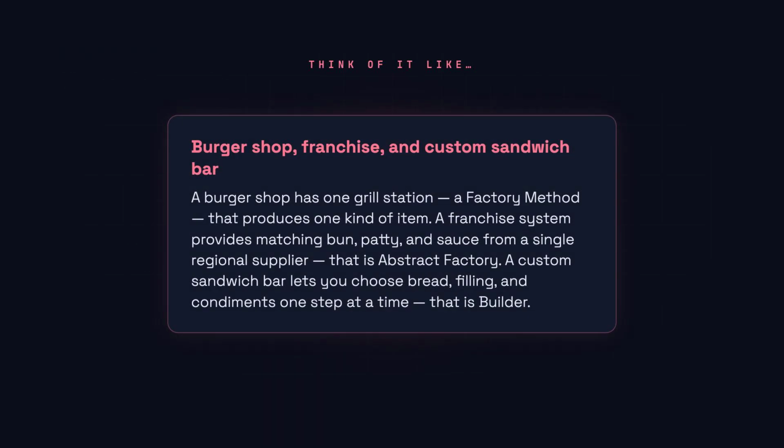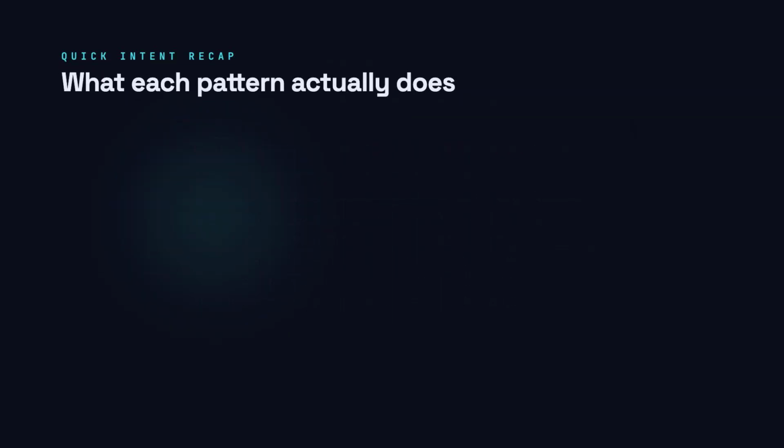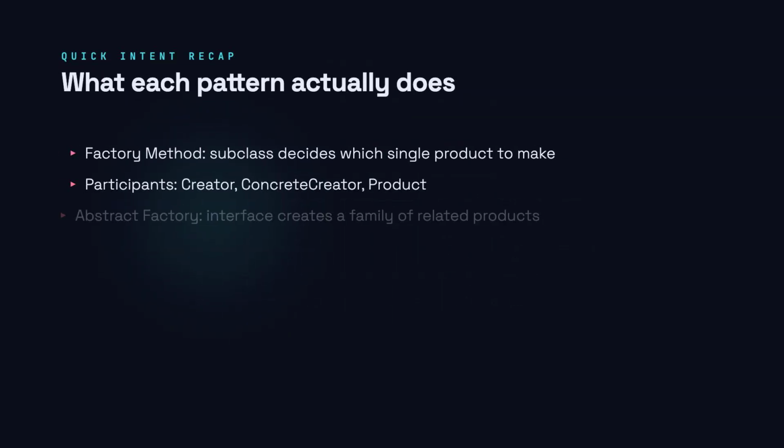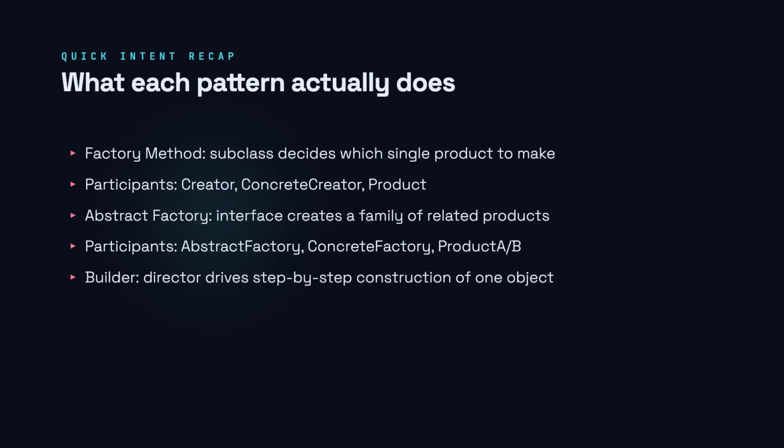Picture three food counters. The first has a single grill that makes one product, a burger. You subclass it to make a veggie burger instead. That is factory method. The second is a franchise. Every ingredient, bun, patty, sauce, comes from one coordinated supplier, so everything matches. Swap the supplier, and the whole family swaps together. That is abstract factory. The third lets you build your own sandwich step by step, picking each ingredient in sequence. That is builder.